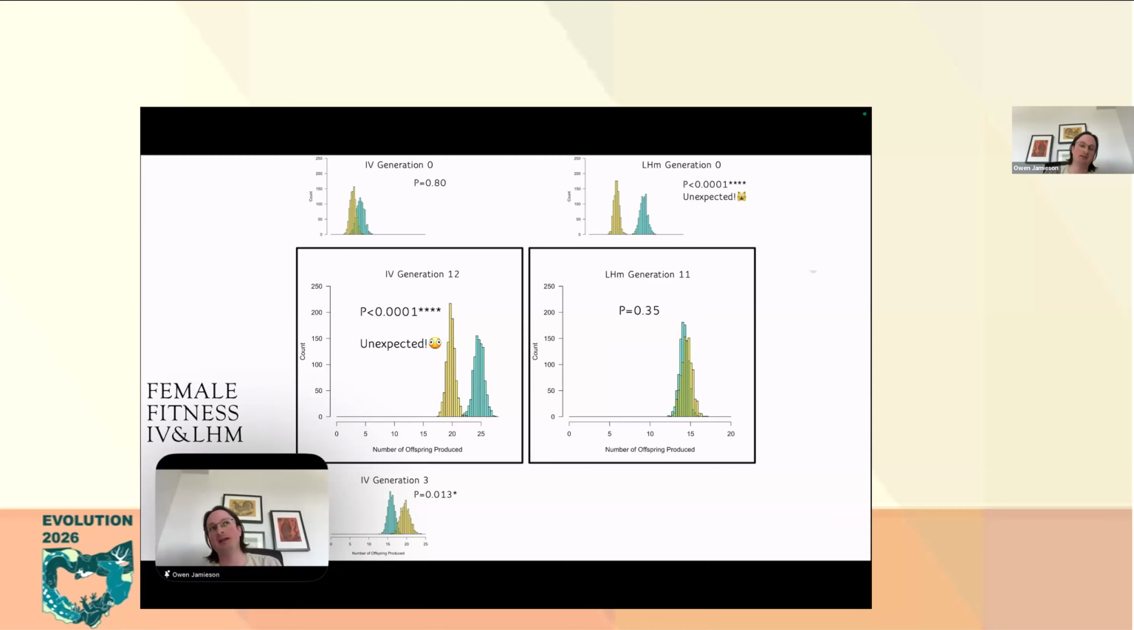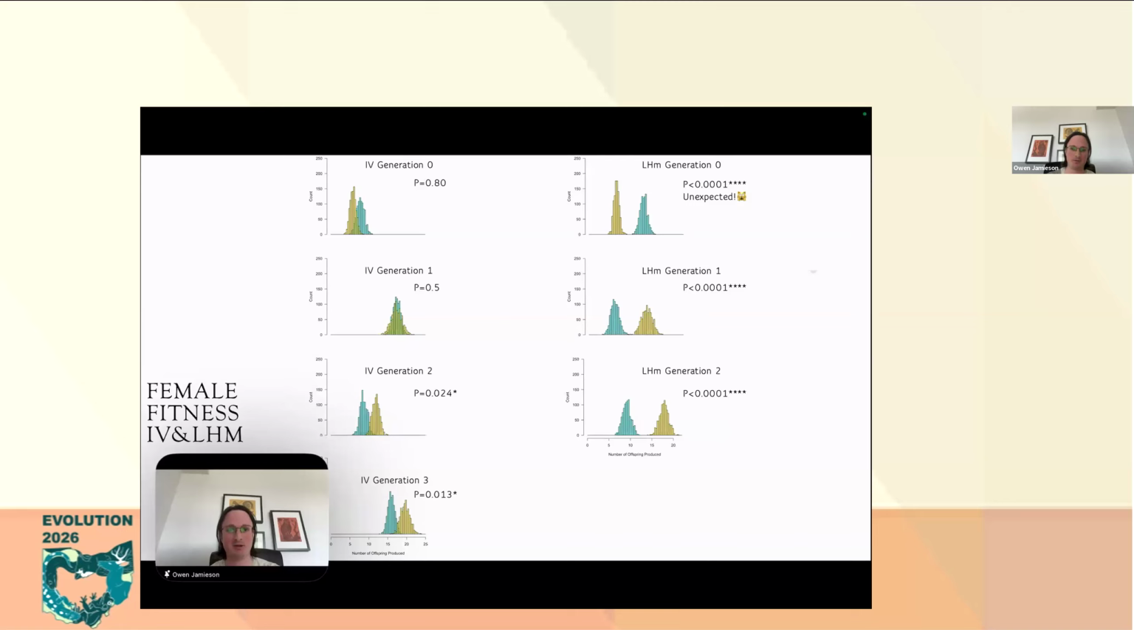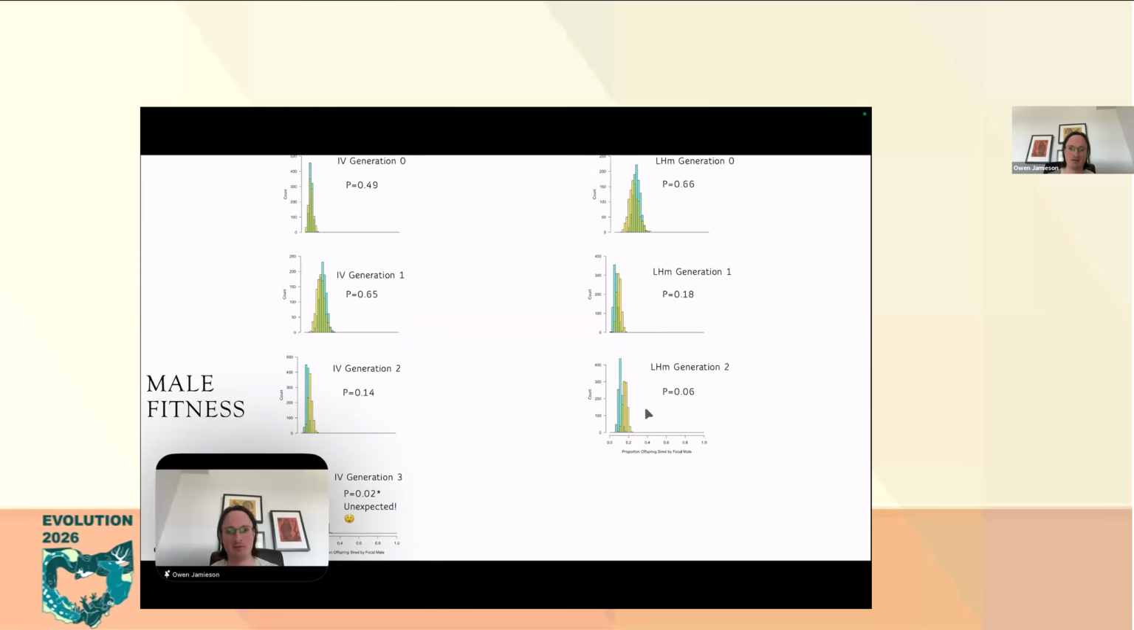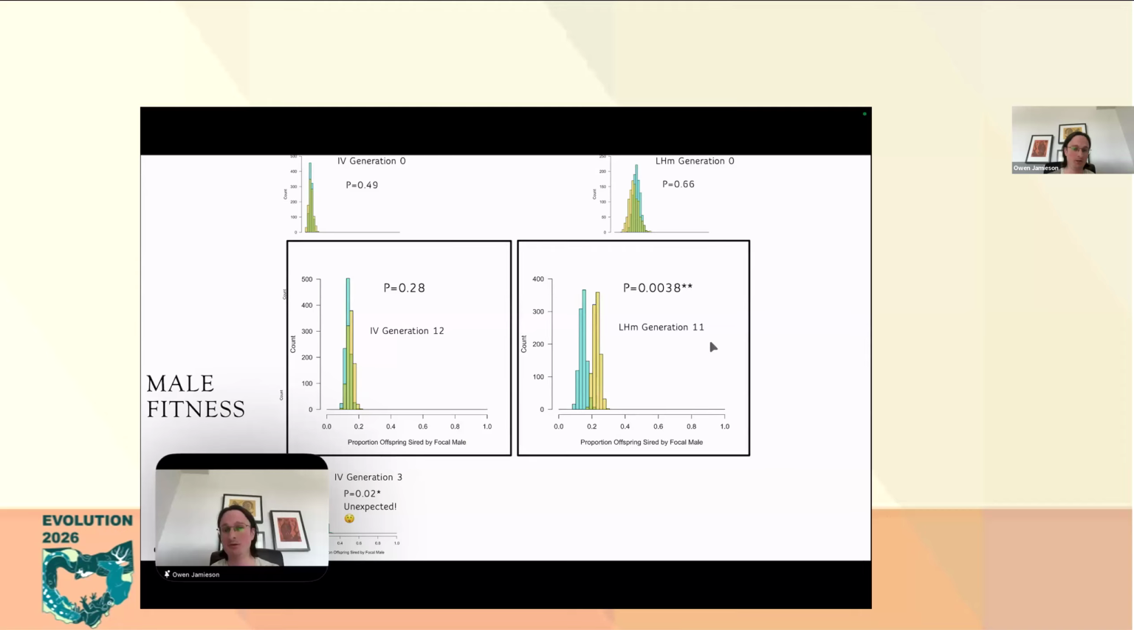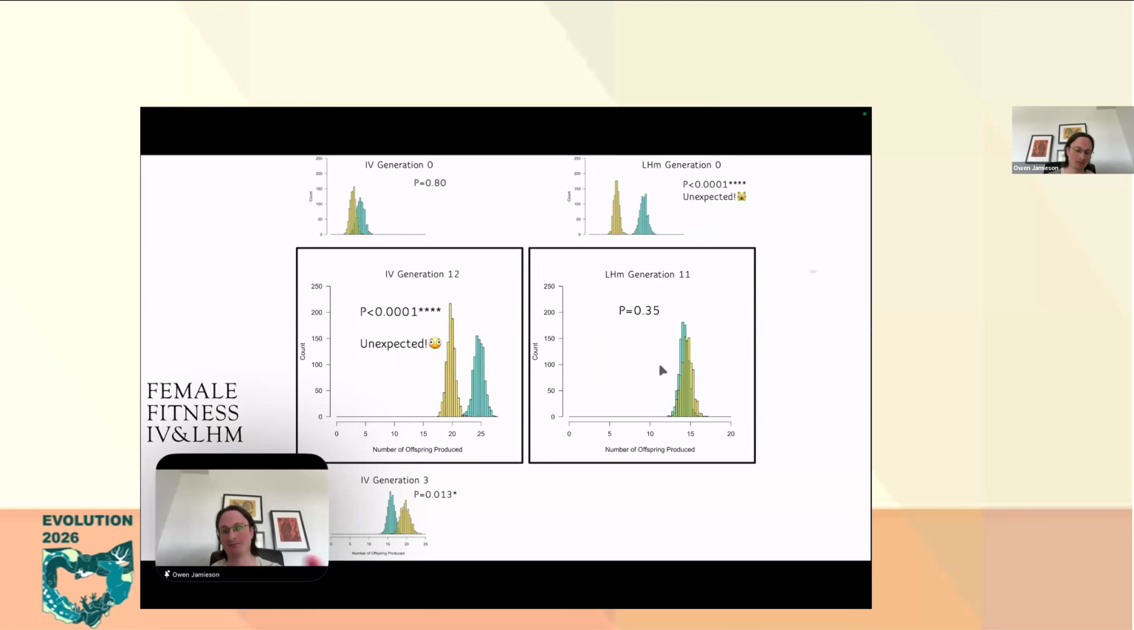This is relatively new data to us. We're thinking there are sexually antagonistic factors going on here, because you can see where the LHM females are doing really well on the right side here. The males aren't doing great, and when the males do really well here, the females kind of end up doing not so great.